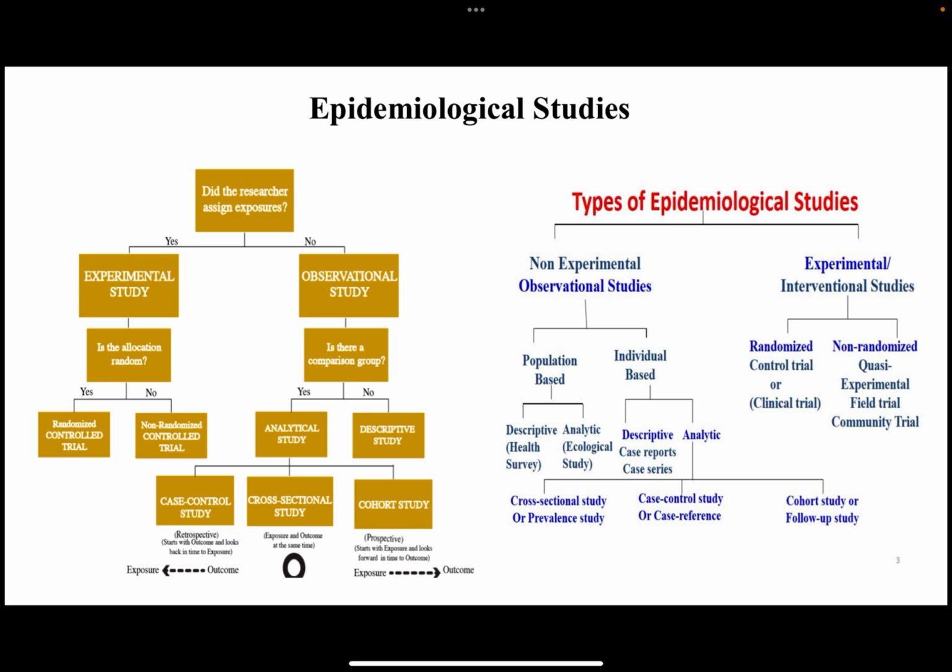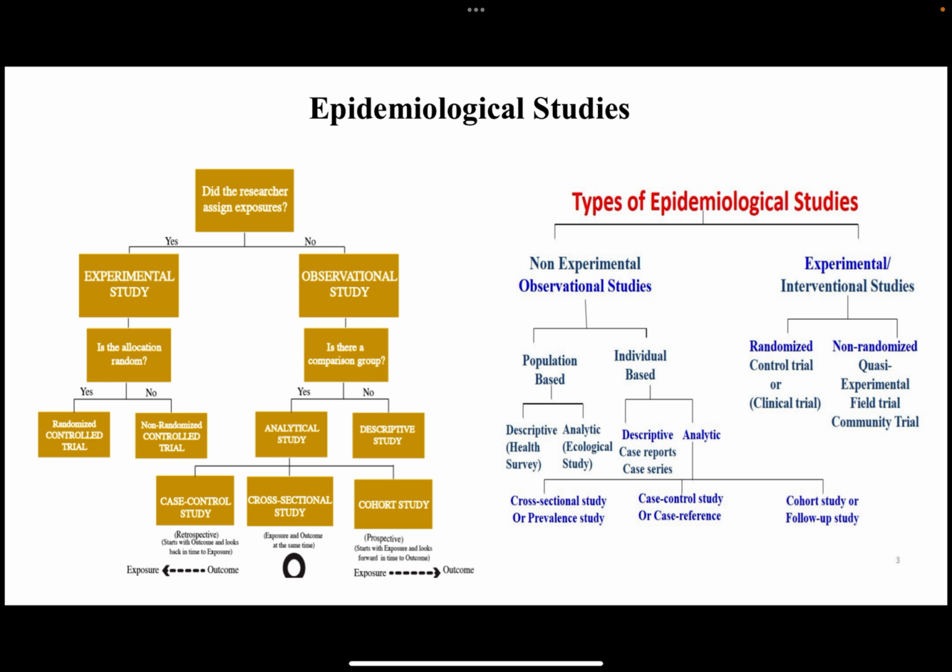Okay, so in summary, we have two main types of epidemiological study. We have non-experimental studies, and then we have experimental or interventional studies. Under the experimental or interventional studies, we have the randomized control trial, non-randomized control trial, or quasi-experimental study, or you can call it the community trial or the field trial. Under the non-experimental or observational studies, we have two forms. We have the descriptive and analytic.